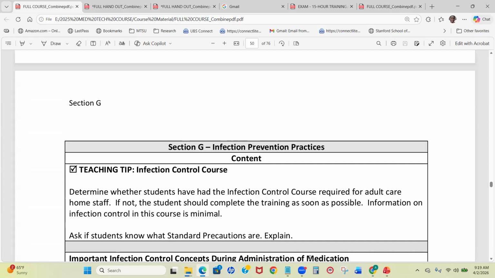I don't think I understand the question. What do you know about standard precaution? Have you heard the word standard precaution? What do you know about it? I'm sorry, I'm drawing a blank. I believe your PCA course also touched on it a little bit, on what standard precautions were. Okay.